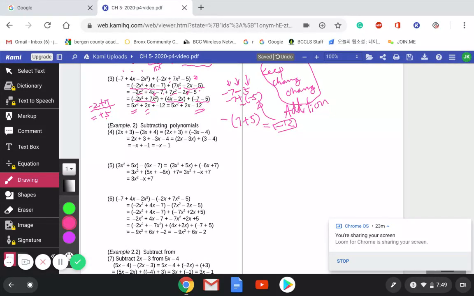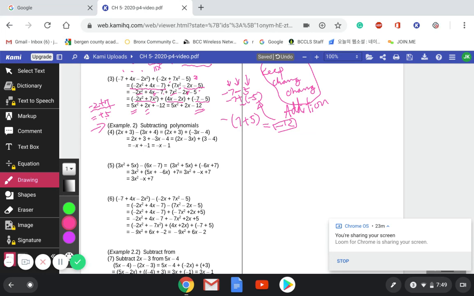Now the problem is a subtraction of polynomials. Example 2. Again, whenever you have a subtraction, what do you do? In signed number operation, you do the keep, change to convert the subtraction into addition, and then you apply the addition rule. So that's exactly what I'm going to do.